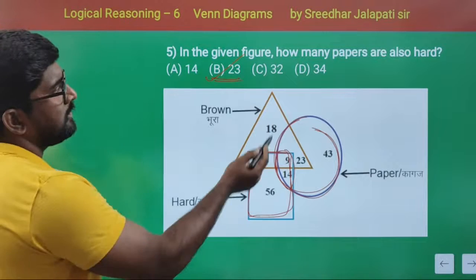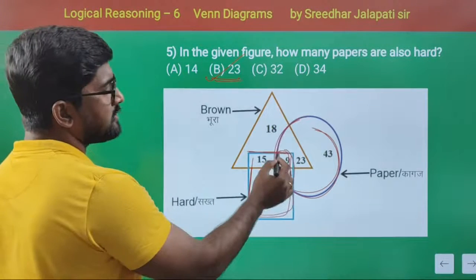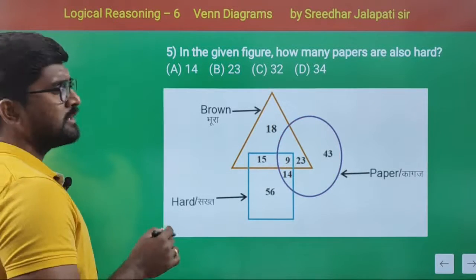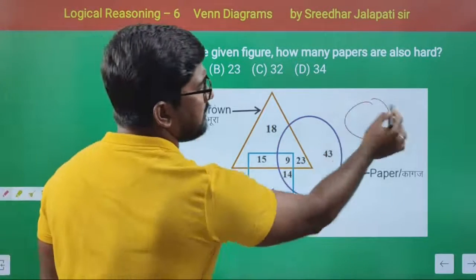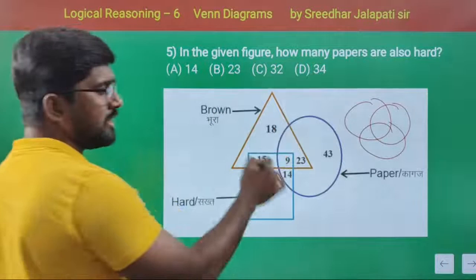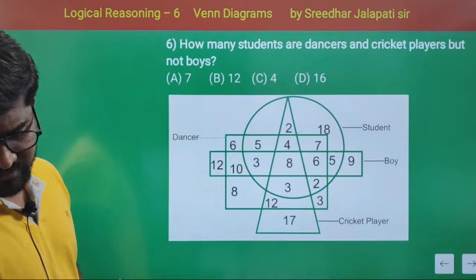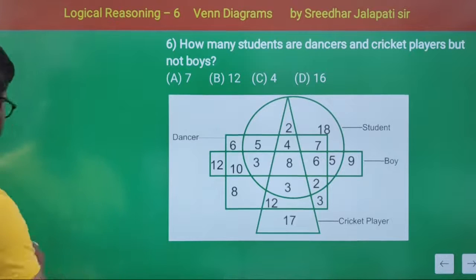We want which are papers as well as hard. So the intersection of papers and hard. By the way, what is so special about these questions? This is the same as the 3 variable question, but because of the diagram, that is different shapes used for different variables, there is a hurry. Take time and try to answer this question.